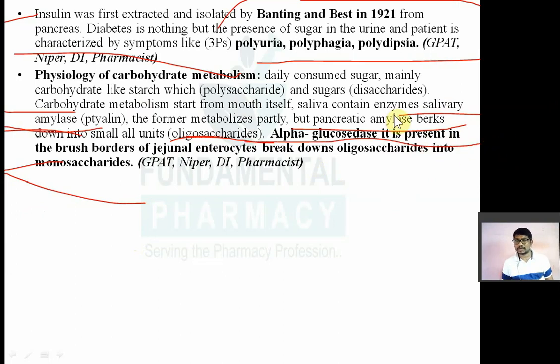Alpha glucosidase inhibitors, for example, acarbose, miglitol, and voglibose. These inhibit alpha glucosidase and prevent the breakdown of oligosaccharides into monosaccharides, and that's why they will decrease the sugar level. But if you are taking glucose itself, then that will not be prevented. So we'll see the next point.